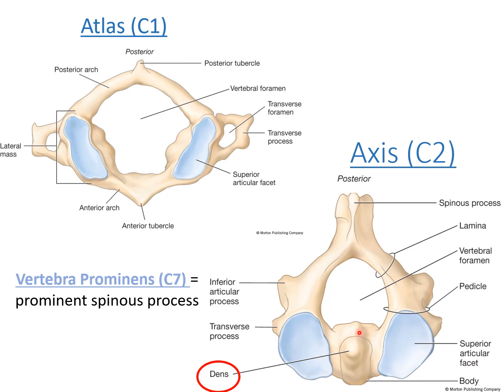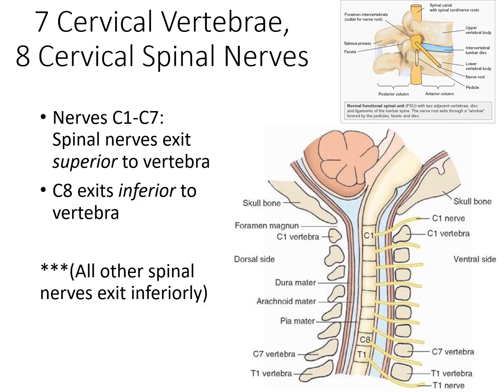Axis essentially has taken the body of atlas and fused it with its own body. And so there is a process called the dens, or sometimes called the odontoid process, that acts as this pivot point. Okay, and finally, the vertebra prominens has a very prominent spinous process. Okay. Now, exiting the spinal cord in the cervical region are not 7 cervical spinal nerves, but 8 cervical spinal nerves. Right? So there are 7 vertebrae and 8 nerves.